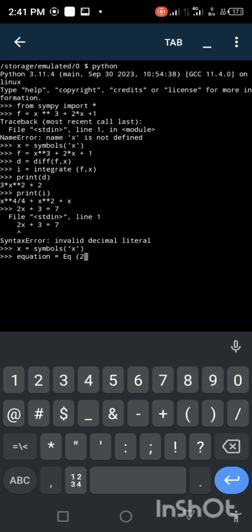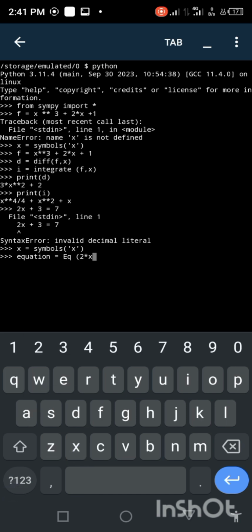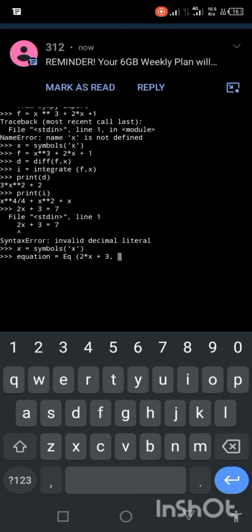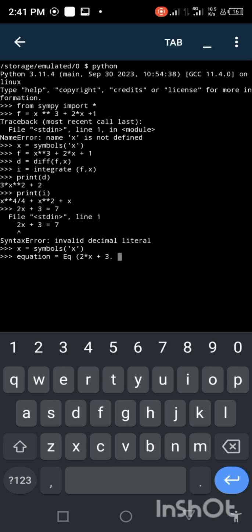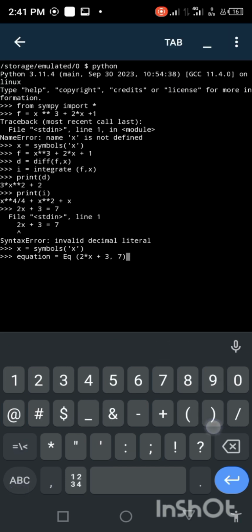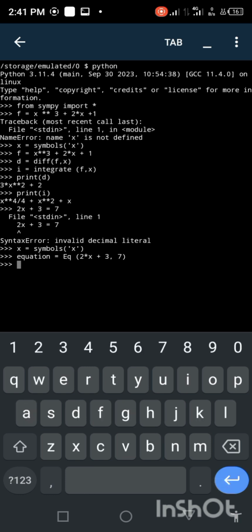Now this equation, we will type it 2 star x plus 3. Now comma, the equation was 2x plus 3 is equal to 7. But here, when you are defining the equation, you are going to use comma 7. If it was equal to 0, it would be comma 0. So, after the equals to define that part, you use comma.